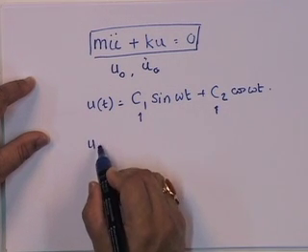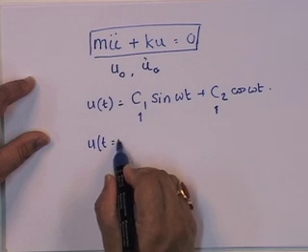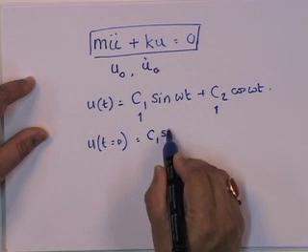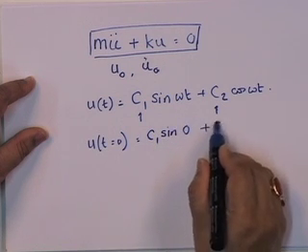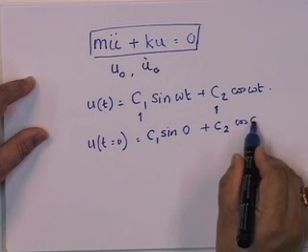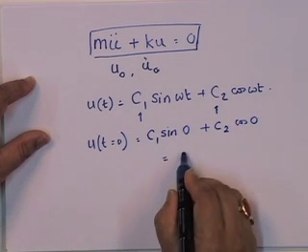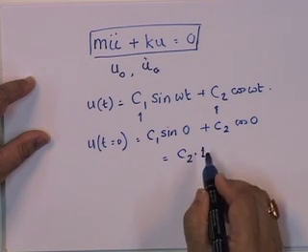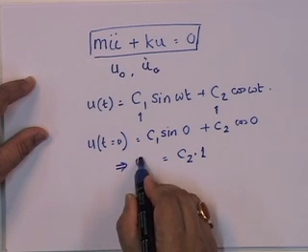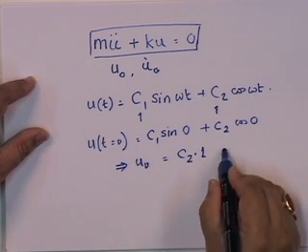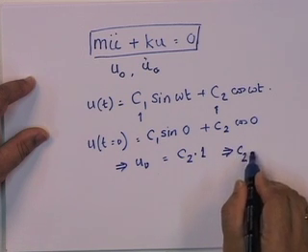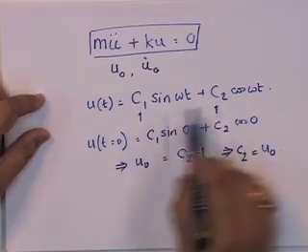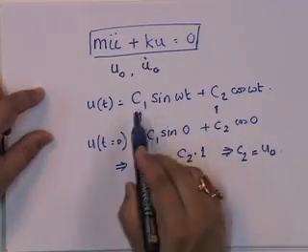Put u at t equal to 0. If we substitute that, this becomes C1 sin 0 plus C2 cosine 0, which is equal to C2 into 1, which implies that u0 is equal to C2 into 1, which implies that C2 is equal to u0. So, we have already got C2 is equal to u0. How do we get C1?